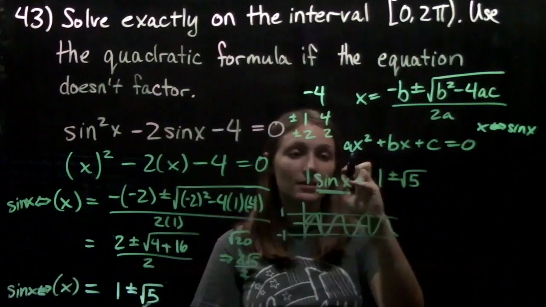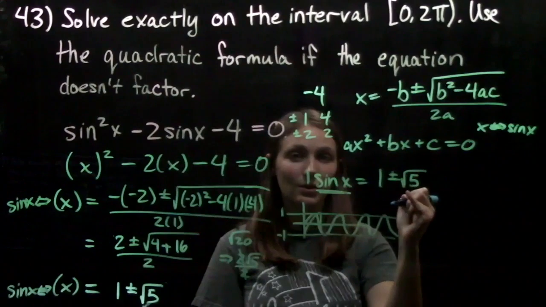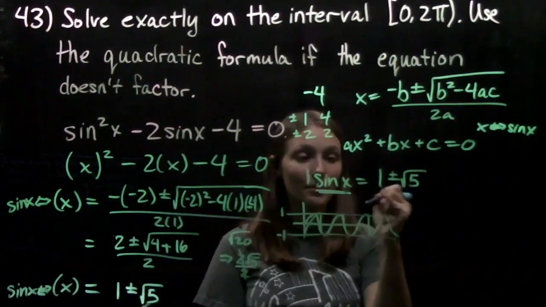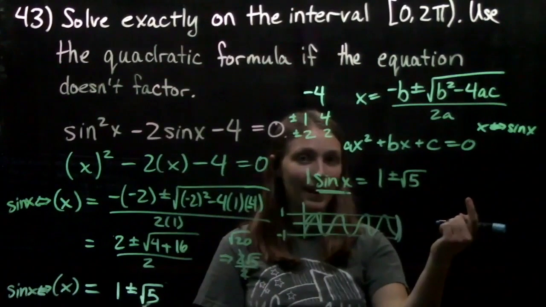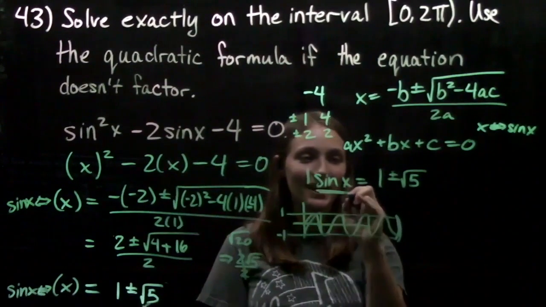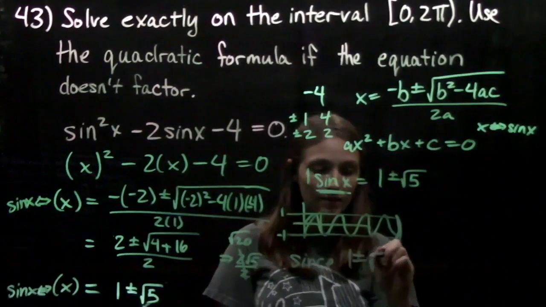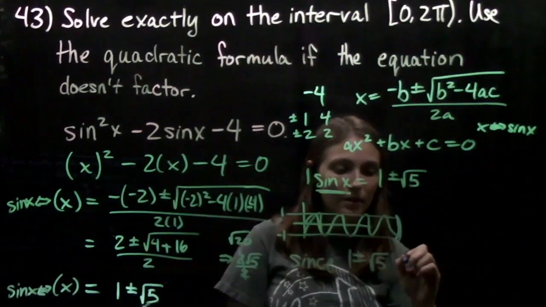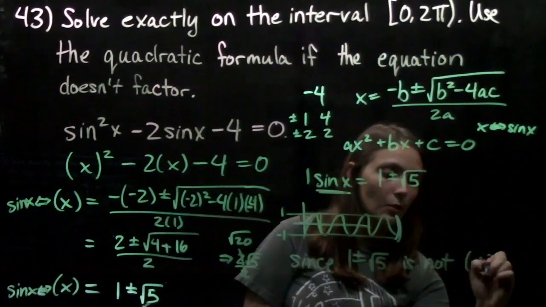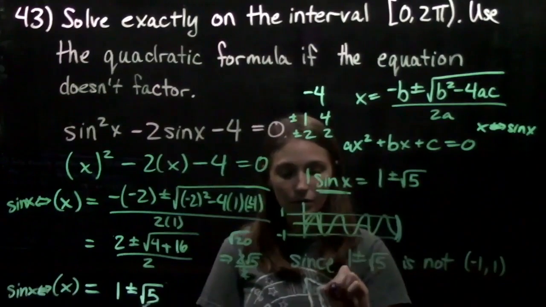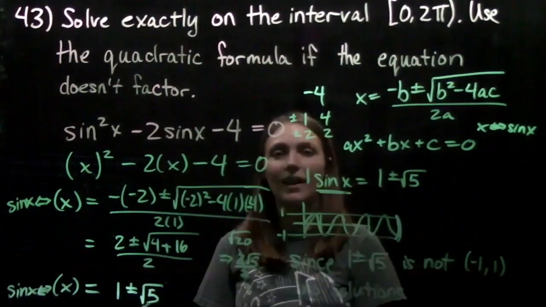So we want to find an x where the value we'll get for sine is going to be 1 plus or minus the square root of 5. Well, we know that this number has to be in between 1 and negative 1. Is it? It's not. So since 1 plus or minus the square root of 5 is not in between negative 1 and 1, there are no solutions. And that's your answer.